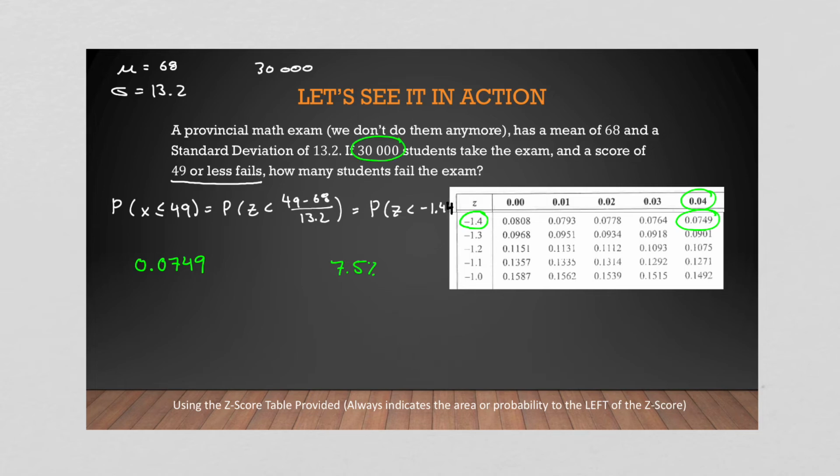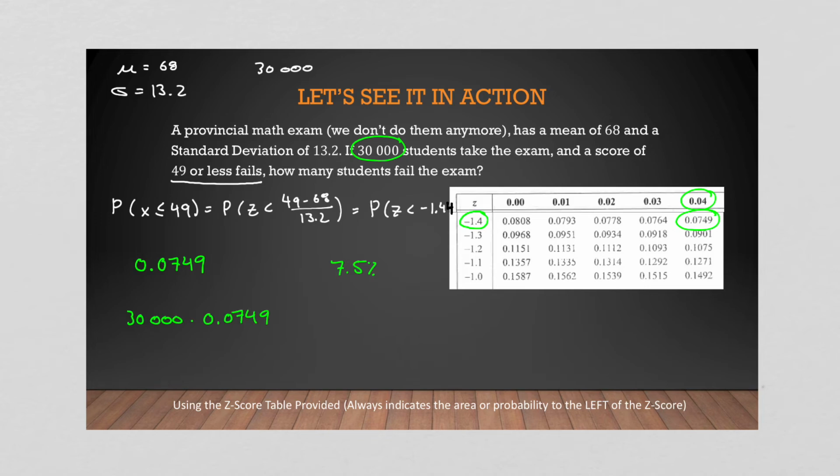So if 30,000 students take the exam and 7.5% fail, well, we just take 30,000 and we multiply it by that 7.5%.